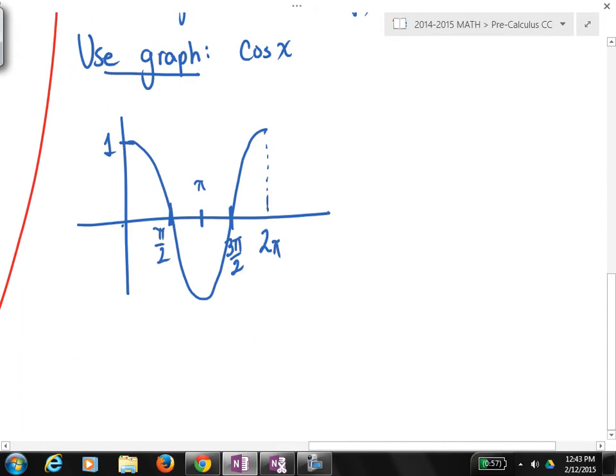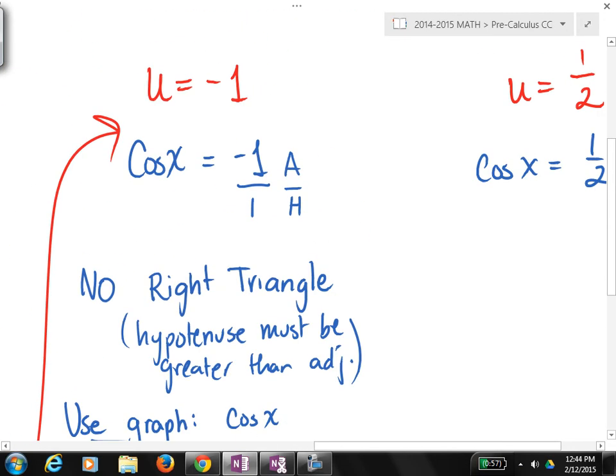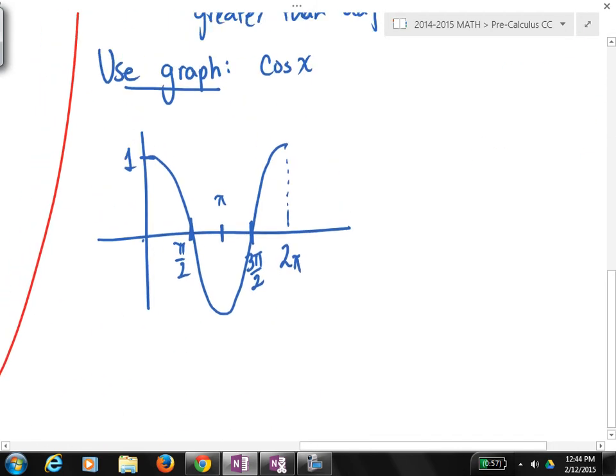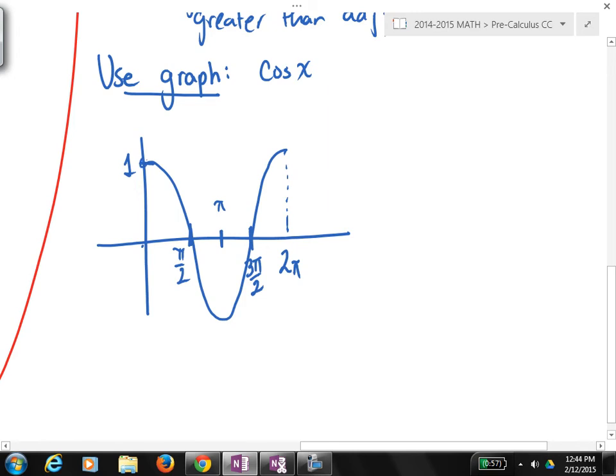Let me zoom in on this one. We want to know when is cosine of x equal to negative 1. So if we move to our graph, cosine of x is 1 here, 0 here, and we can see at negative 1, it's at pi units. So at this location is where cosine of x is equivalent to negative 1. So here my solution is going to be x is equal to pi.